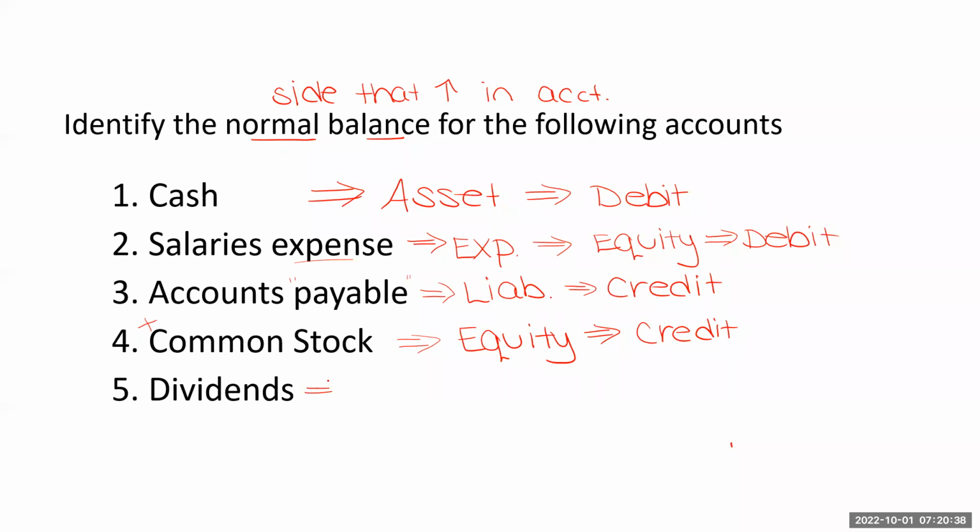And then lastly, dividends. Dividends is part of equity, but it does reduce equity. So it's going to have the opposite balance, or a debit normal balance.